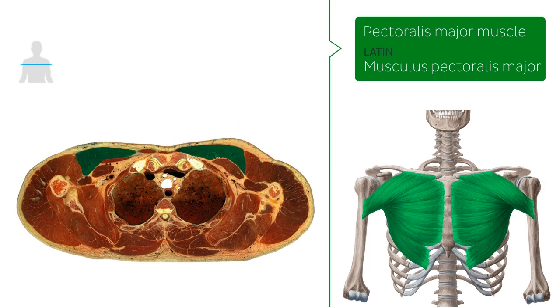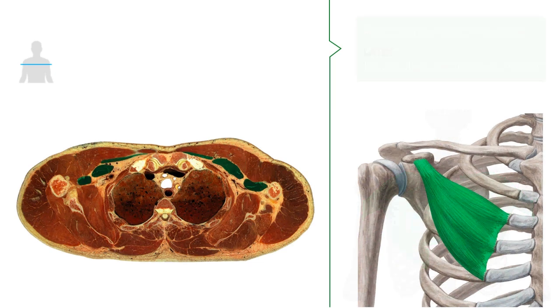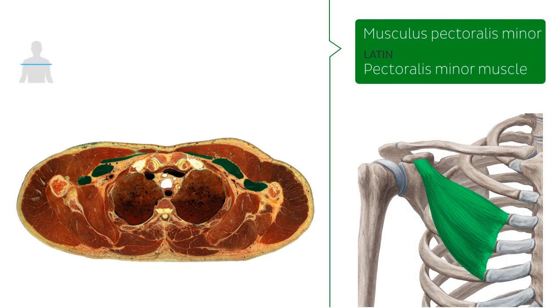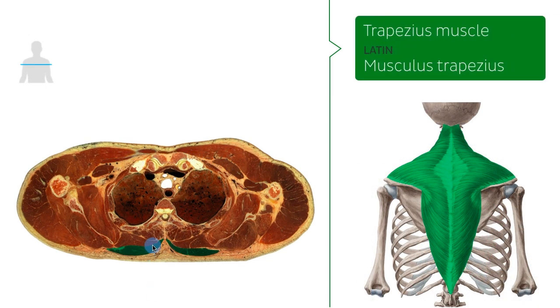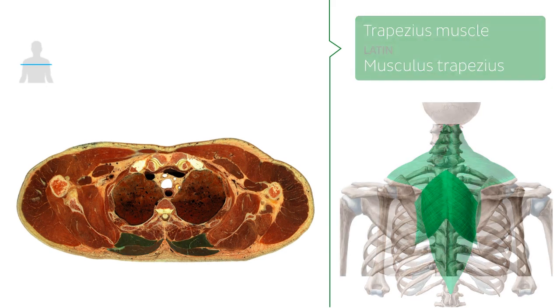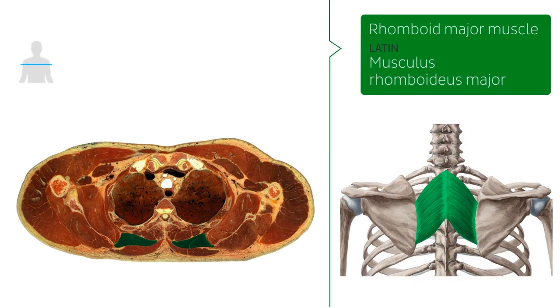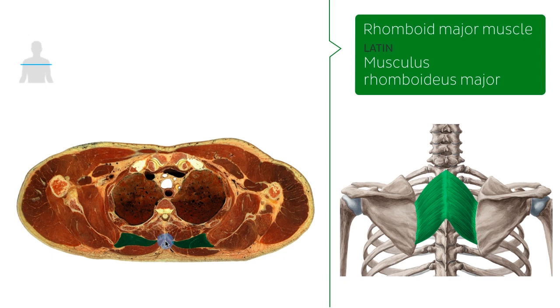And immediately behind the pectoralis major muscle is the other pectoralis, the pectoralis minor muscle. And in this cross-section, you can see it lying posterior to the pectoralis major muscle just here. Moving to the posterior surface of the body, we can see the trapezius muscle down here at the bottom of the image. And the trapezius muscle is, of course, the most superficial muscle of the back muscles. And just anterior to this is the rhomboid major muscle, which we can see highlighted just here.